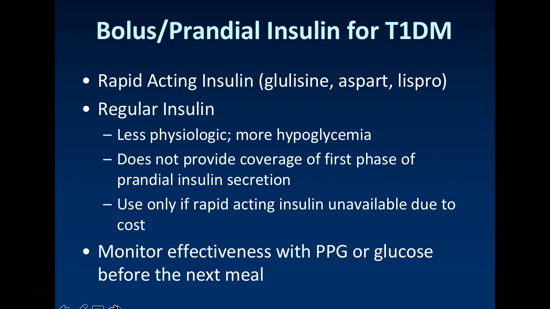For bolus prandial insulin, this can be delivered in the form of glulisine, aspart, or lispro, your rapid-acting insulins, or in comparison, you could use regular insulin, which gives the patient a little more time to start eating because it doesn't start working for 30 to 60 minutes, but there is a much higher risk of hypoglycemia with regular insulin because of that prolonged duration of action. To determine the efficacy of your bolus and postprandial insulins, you're going to have the patients check 2 hours post their meals.